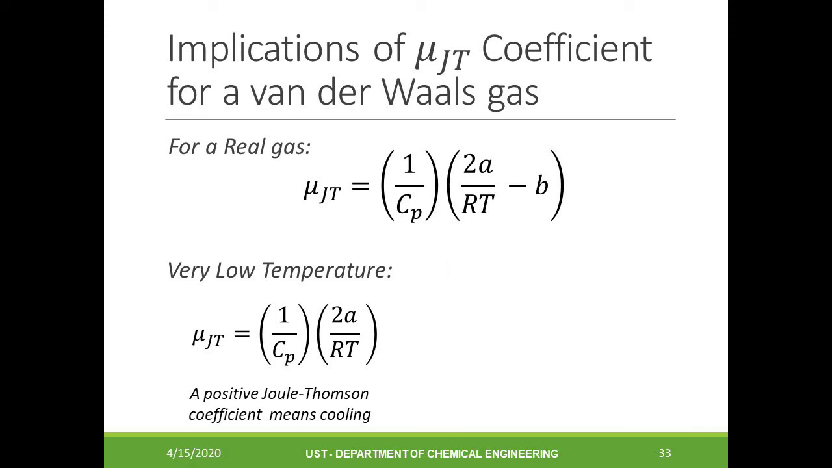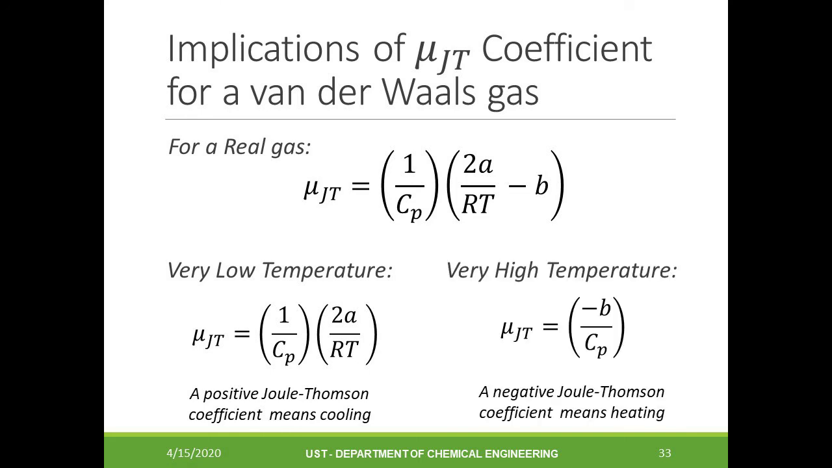Now, a positive Joule-Thomson coefficient means cooling, but we also have to take note that the resulting expression contains only the van der Waals constant A. This means that the terms involving B are gone at very low temperatures.